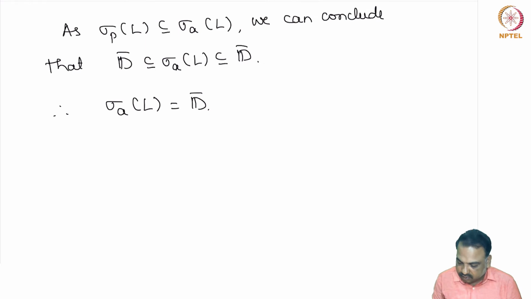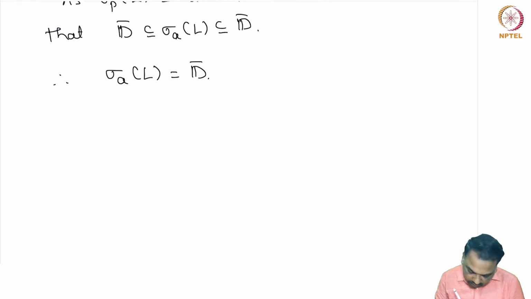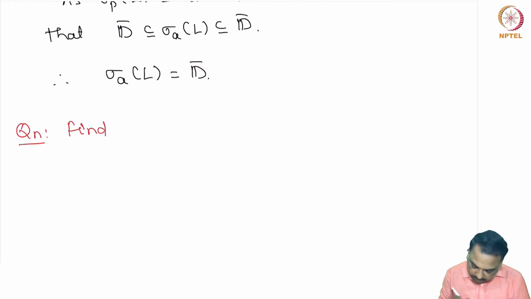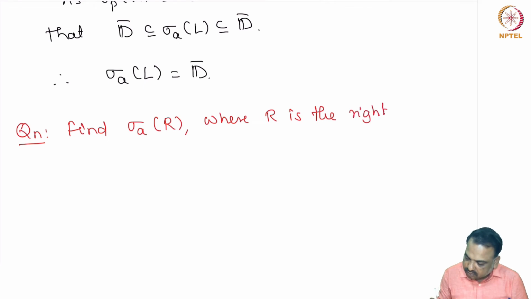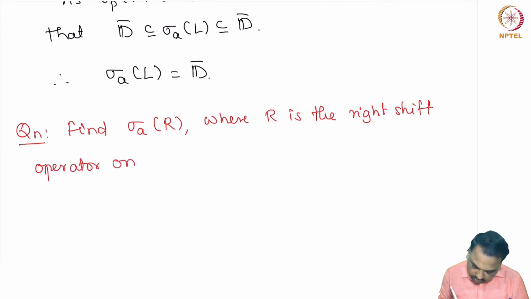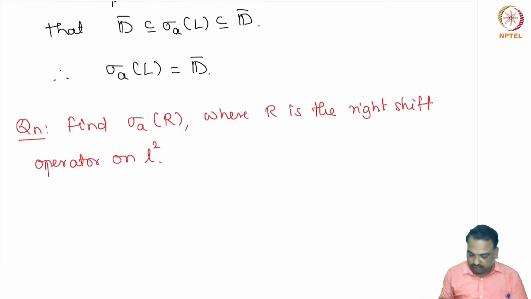Okay. Now we will look at the approximate point spectrum of the right shift operator on L2.